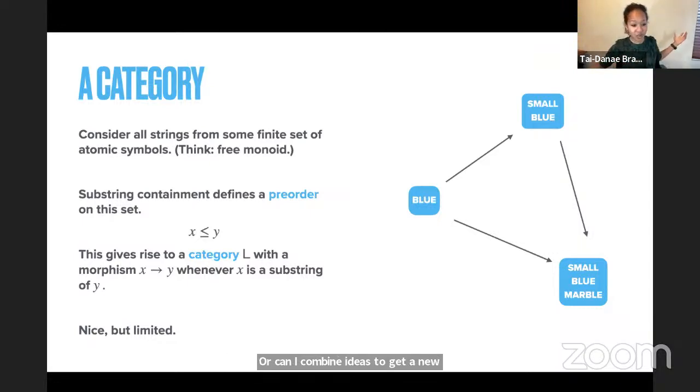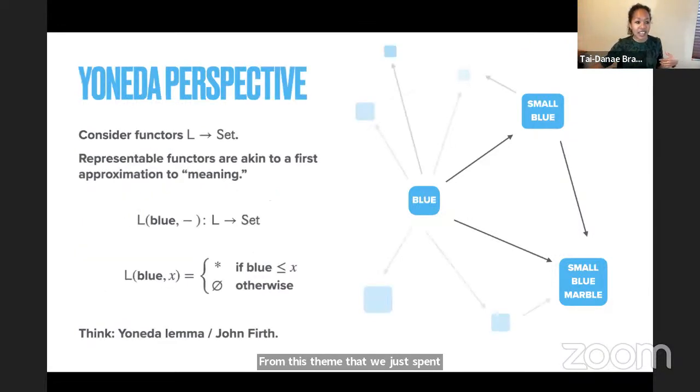So we'd like to take a cue from this theme that we just spent several minutes thinking about. What we'd like to do is now consider functors from that category into the category of sets. This is just repeating that theme. And representable functors, these hom functors, are particularly nice in this case. I like to think of them as a first approximation to the meaning of an expression.